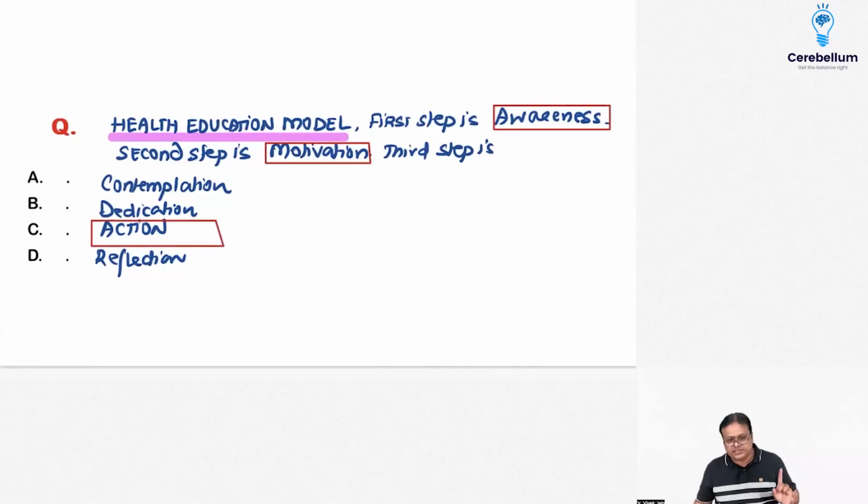So there are three steps. Number one, awareness. Number two, motivation. But why are we giving health education to the public? Ultimately, we want to change their behavior. Action is the final step. Action is the final step. So many students found this question very logical and easy.